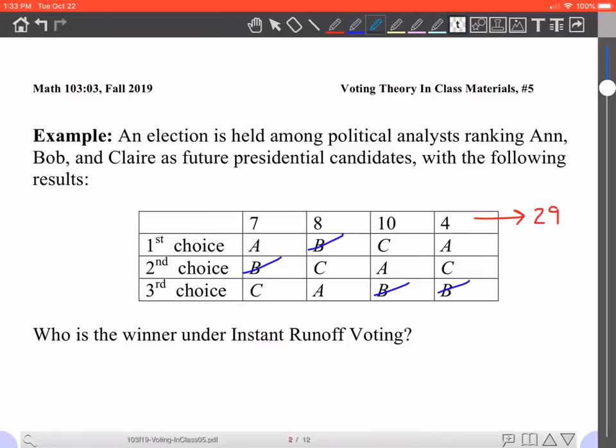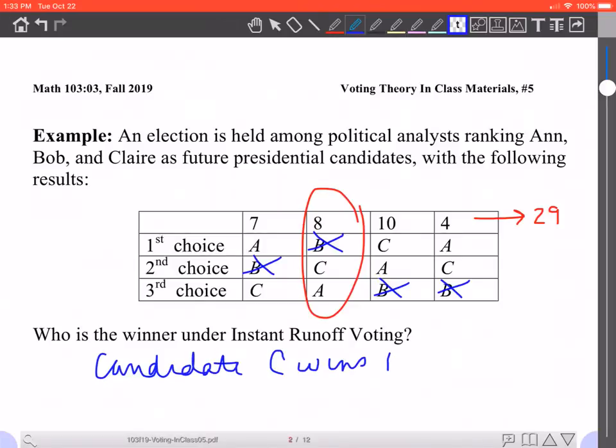And it turns out that that's going to favor candidate C, because now these 8 ballots are going to count in C's favor after eliminating candidate B. So this means that C will now have 18 first choice votes, and that's enough to be the winner under instant runoff. So candidate C wins under instant runoff. They didn't win right away because nobody had a majority right away, but they end up with a majority after eliminating the person with the least first choice votes.